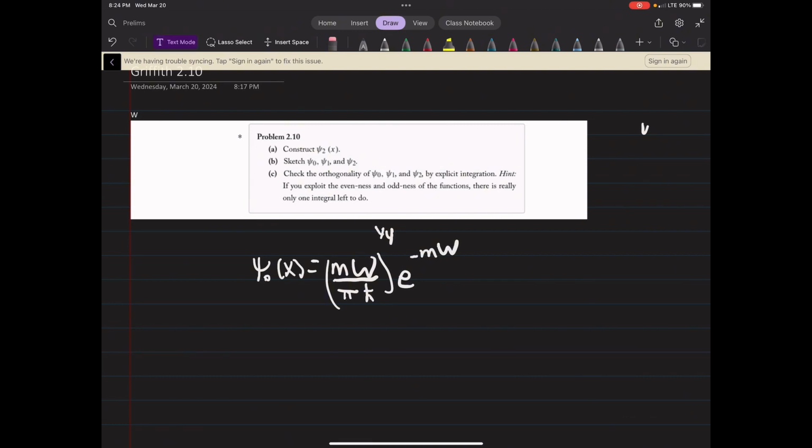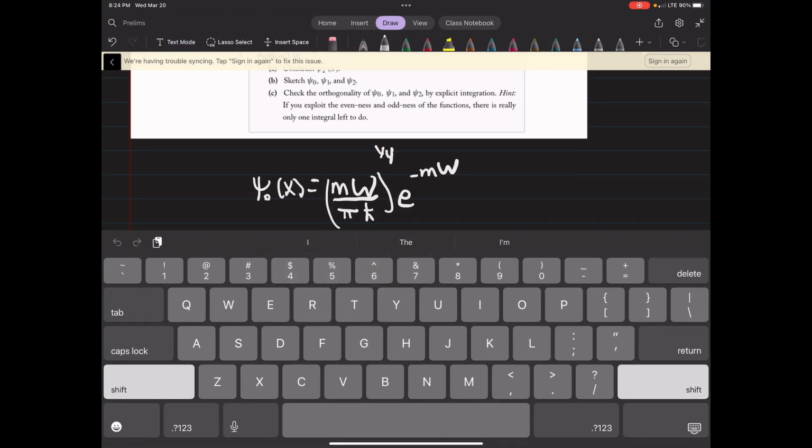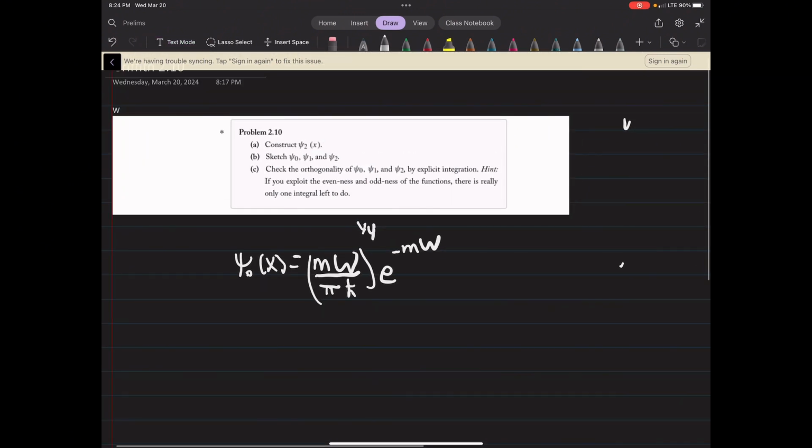Stupid text mode keeps popping up. That's just a reoccurring theme at this point.